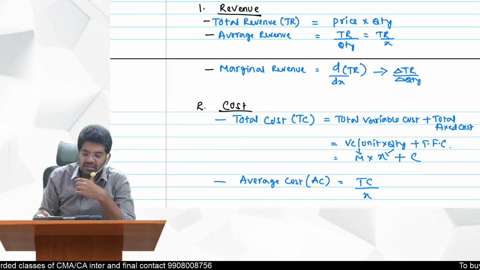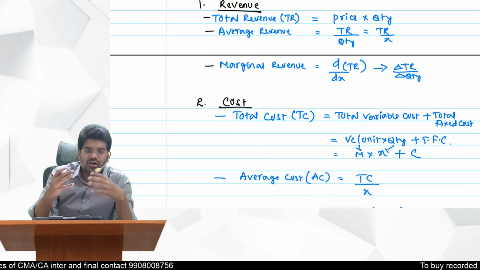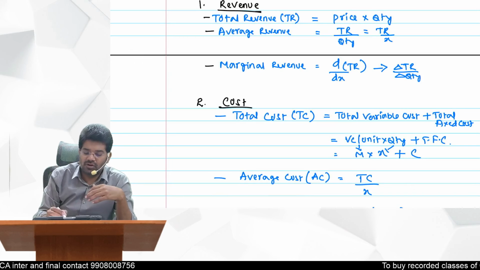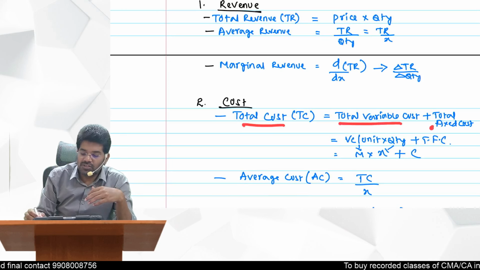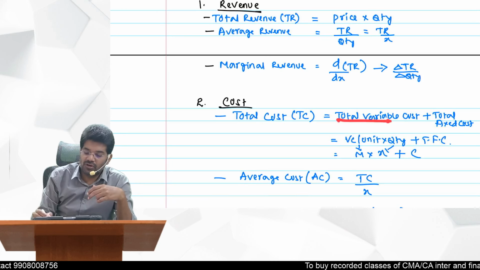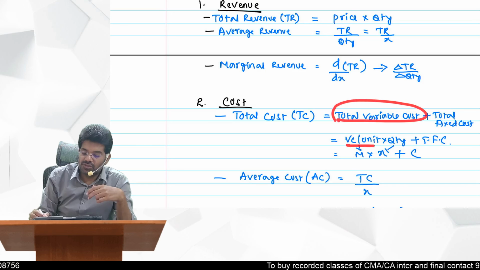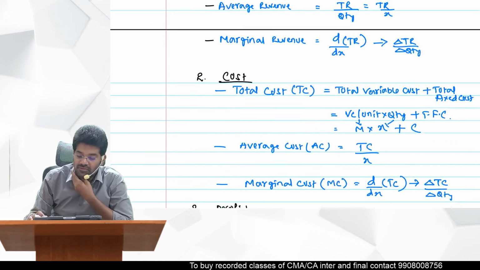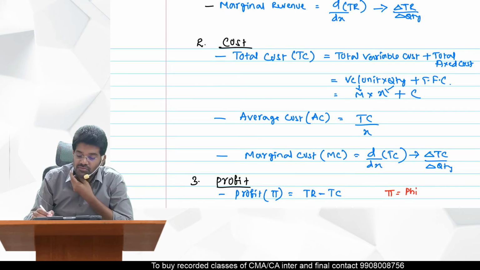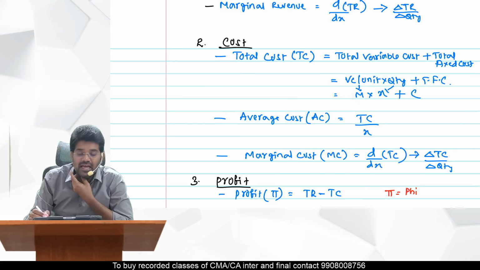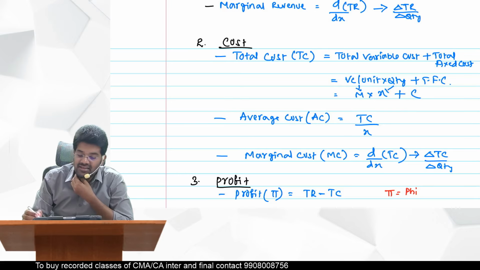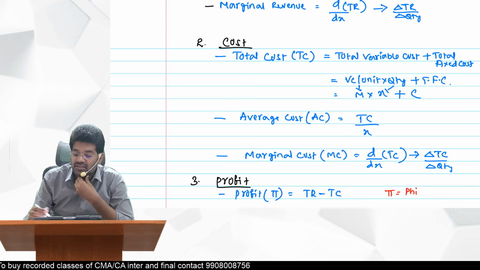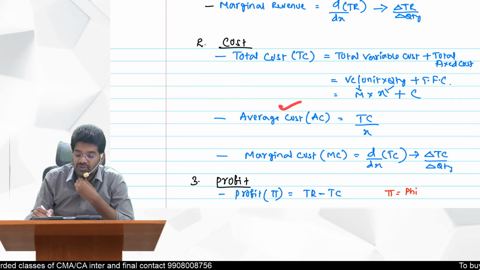Now, cost related. How do you calculate total cost? Total variable cost plus total fixed cost. How do you get total variable cost? Variable cost per unit times quantity, plus total fixed cost. So, if you assume variable cost per unit as M, the quantity as X, and total fixed cost as C. Now average cost, how do you get it? Total cost divided by quantity. This is how you get average cost.